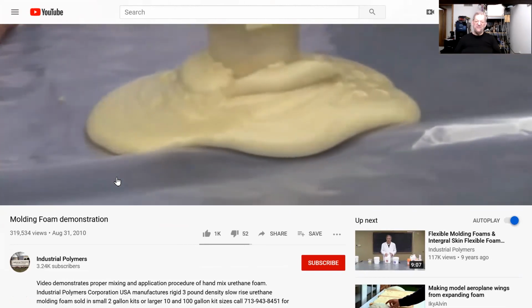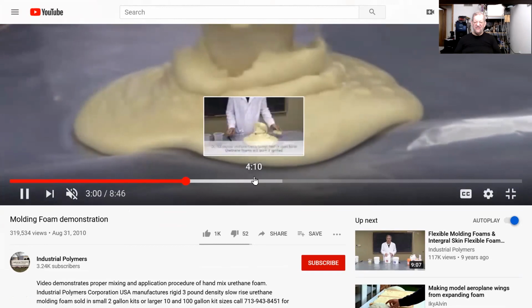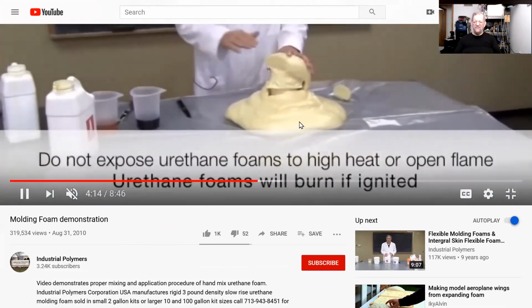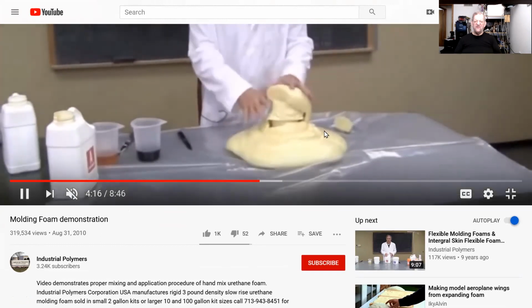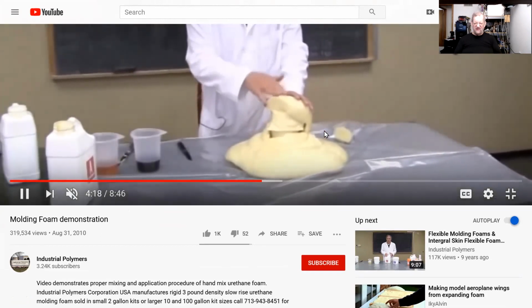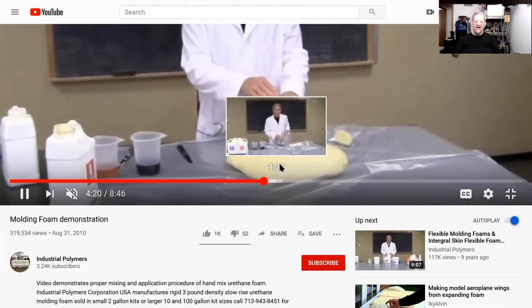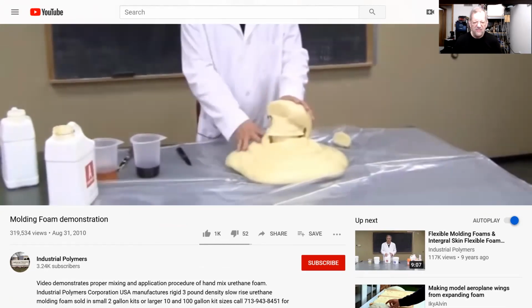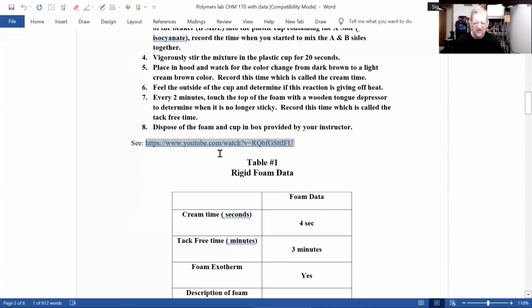If you notice, similar to the color I showed you, mine. And now, after a while, see how he can touch it? It's solid. And that's a urethane foam. All right, let's continue on with the lab.